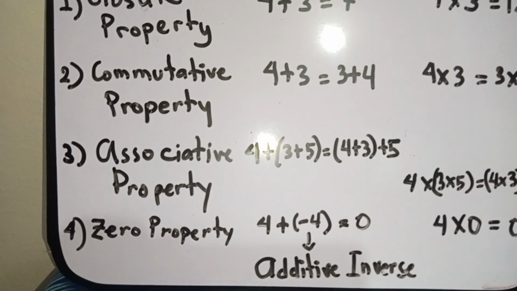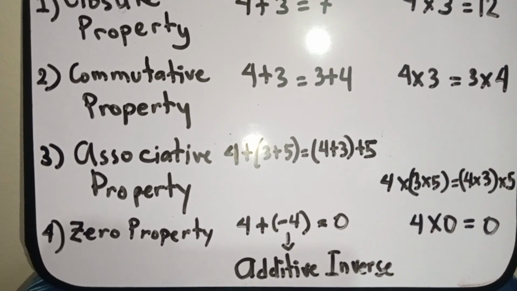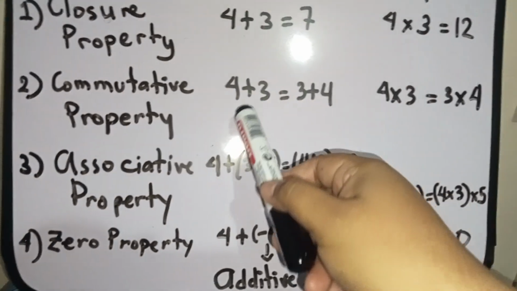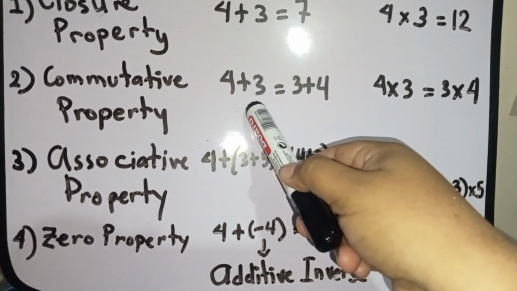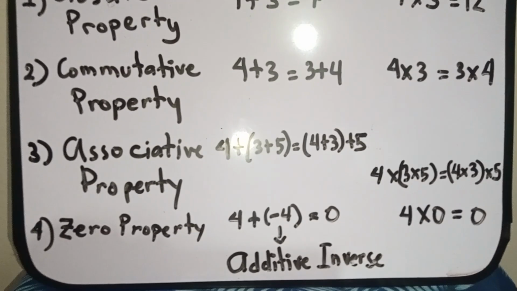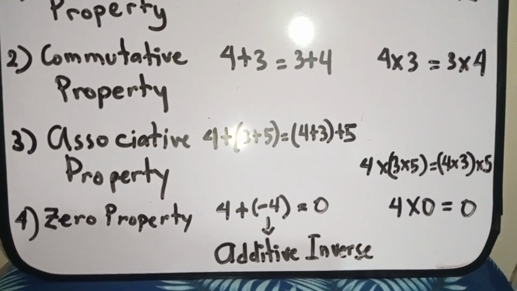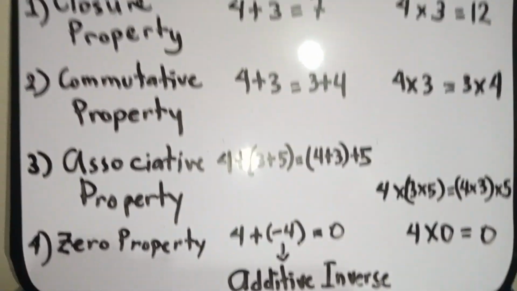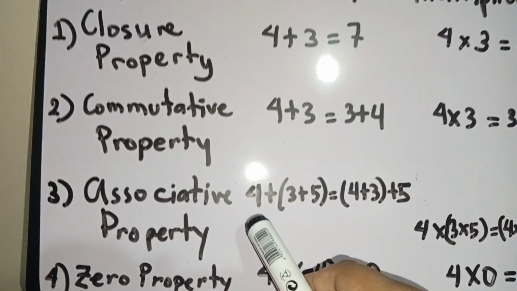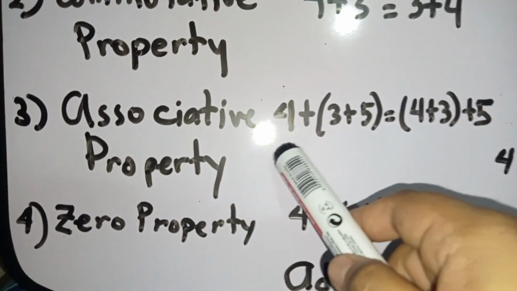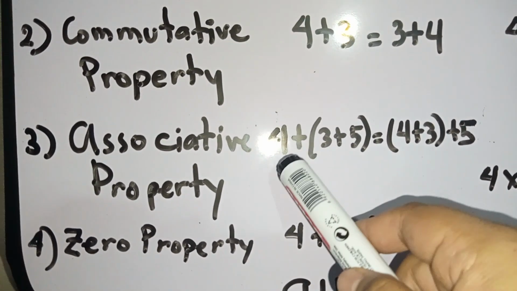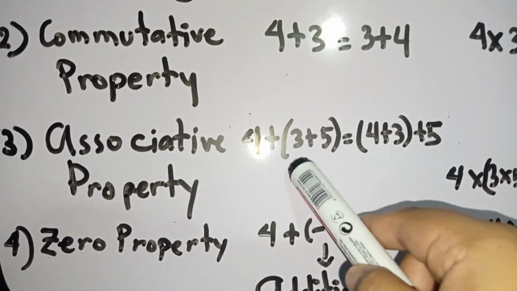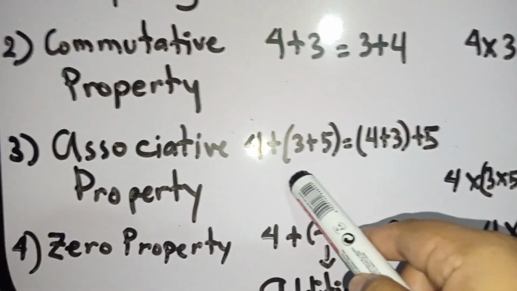So what is the difference between commutative property and associative property? In commutative property, this is particular to the two addends. There are only two addends. In associative property, there is a group of addends, meaning to say more than two addends. So for example, you have here 4 plus the quantity of 3 plus 5. So there is a group of 3 plus 5.